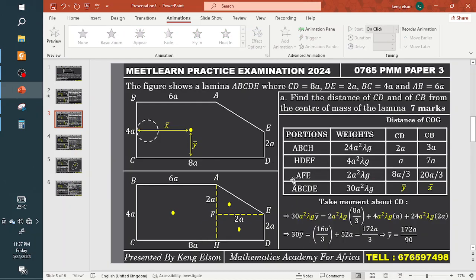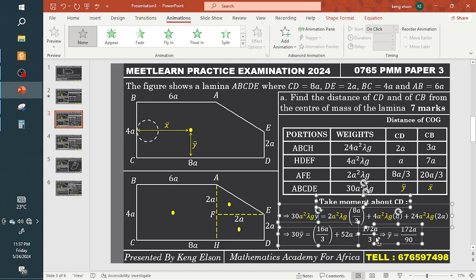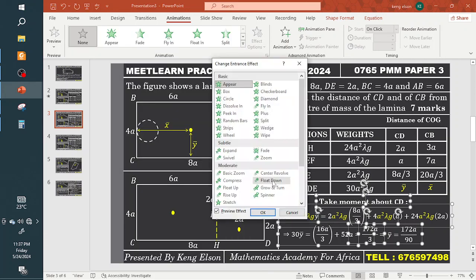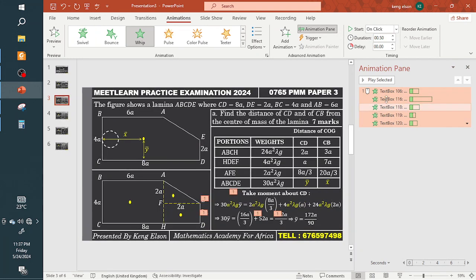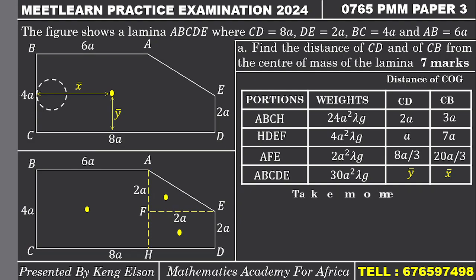Now let's move on to the next slide. In this next slide, all we need to do is take moments. So everything appears intact. We don't animate the other ones. We just apply moments. Take moment about CZ. Take this. Oh no, not this first. Take this and take this. You get that? We can give it a slow animation because there'll be so many things to appear. So if we take moment there.